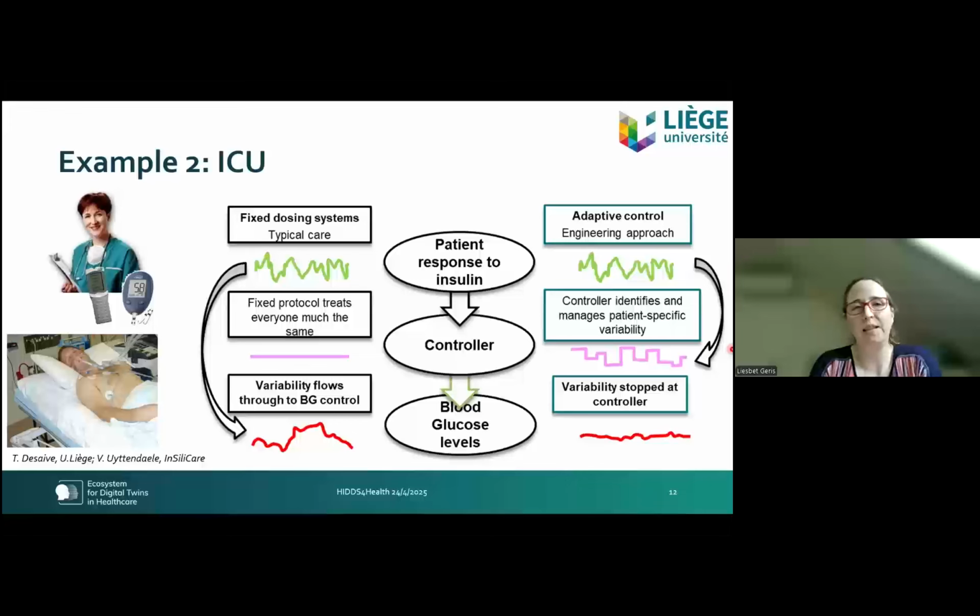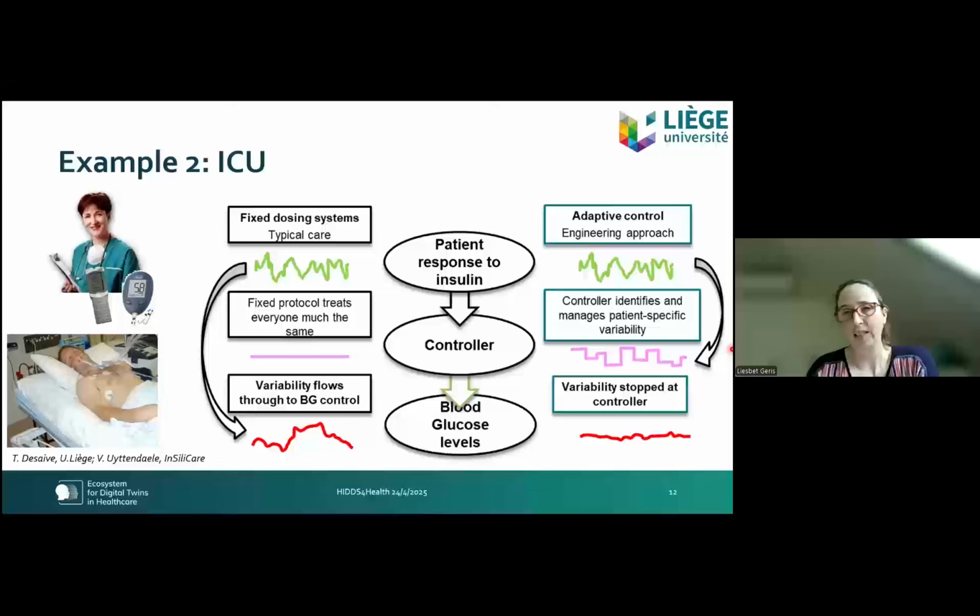Now, the problem is, if you are on the left with the fixed dosing system, you will get very variable blood glucose levels. So the red line at the left is the blood glucose levels. Patients respond differently. Patients have different levels. If they give everyone the same protocol, then you have big variations in patients' blood glucose levels over time.